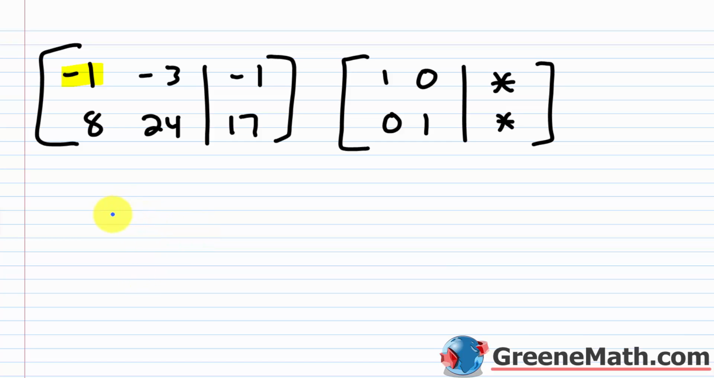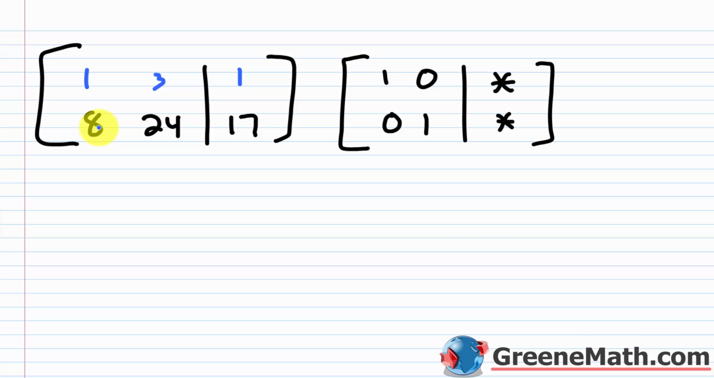So I would say that we have negative 1 times row 1. That's what I'm going to replace row 1 with. So negative 1 times negative 1 is 1. Negative 1 times negative 3 is 3. Negative 1 times negative 1 is 1. Okay. So now what I want to do is get a 0 here. So how can I do that? Again, we've been doing this all day.